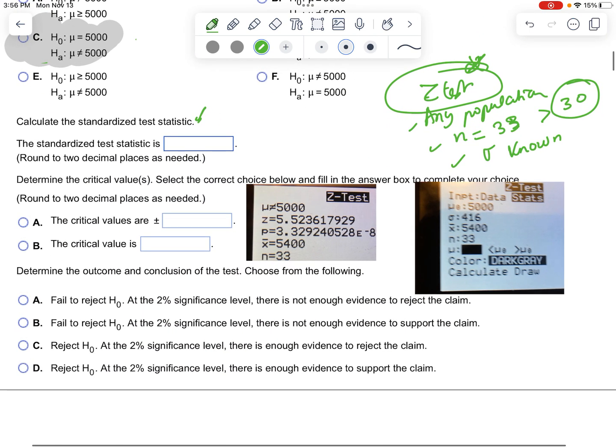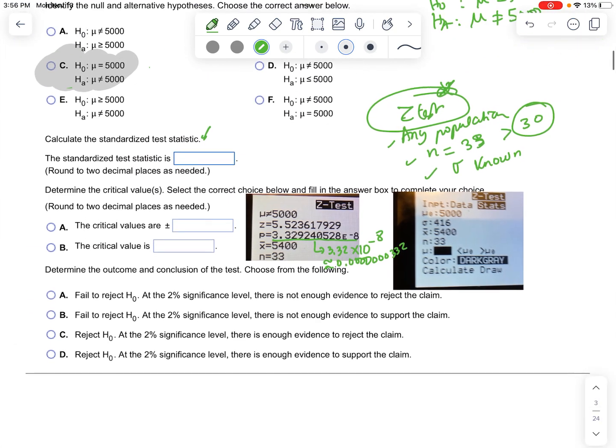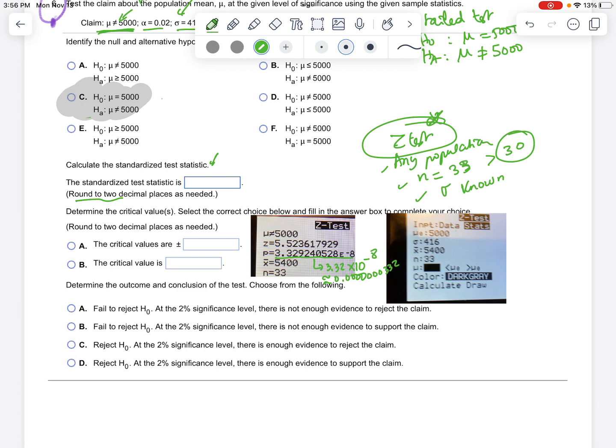Okay, so notice your p-value. This is scientific notation. It means 3.32 times 10 to the negative 8, which is 0.000000033 2: zeros, then a 3, a 3, and a 2. So it's close to 0. Your p-value is close to 0. Your z-stat is 5.52, rounded to 2 decimal places.